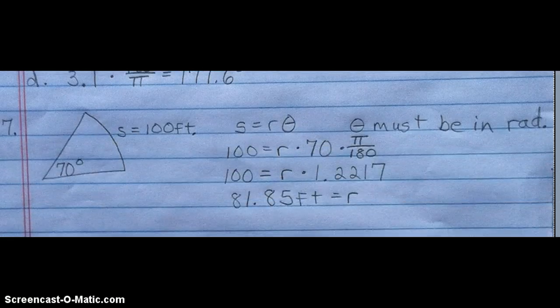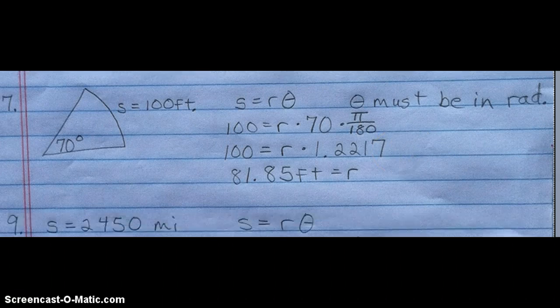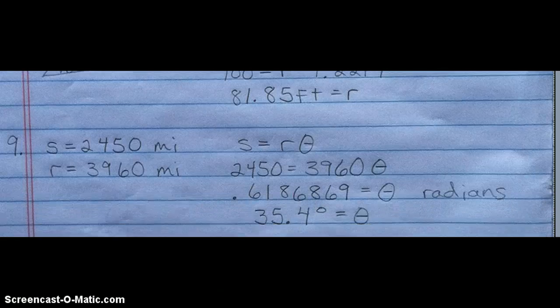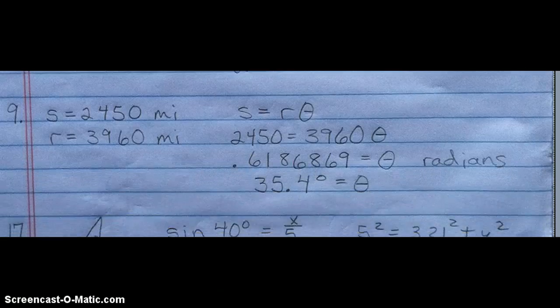Problem 7, we're given that the arc length is 100 feet. The central angle is 70 degrees. We want to find the radius. Our equation is that the arc length S is the radius times theta. Theta must be in radians. When we put theta of 70 degrees into this, we have to convert it to radians, so we multiply by pi over 180. That gives us 1.22 radians. We divide both sides by 1.22 and we get 81.85 feet for the radius.